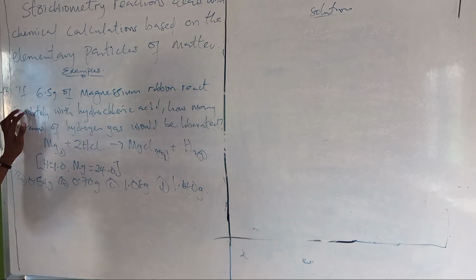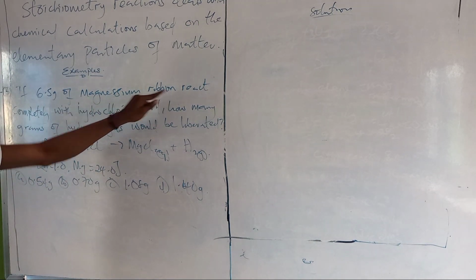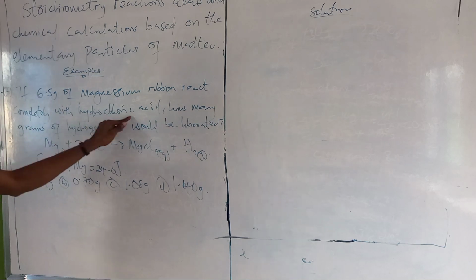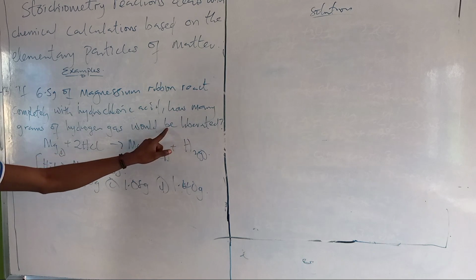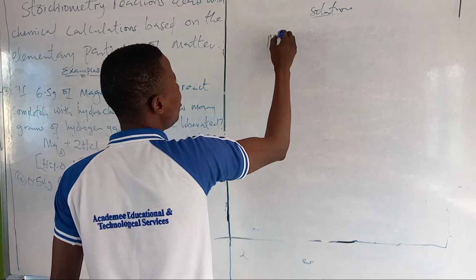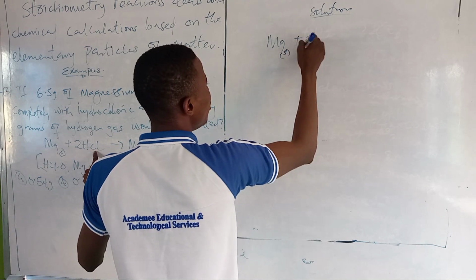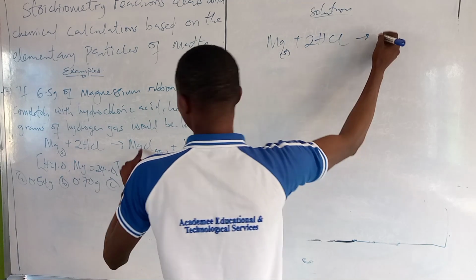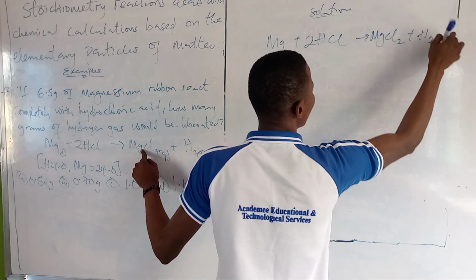So let's consider the third example. Listen to the question. If 6.5 grams of magnesium reacts completely with hydrochloric acid, how many grams of hydrogen gas will be liberated? So let's write the chemical equation. Magnesium, mind you, is solid, reacting with hydrochloric acid, giving us magnesium chloride plus hydrogen gas. Hydrogen gas is evolved.